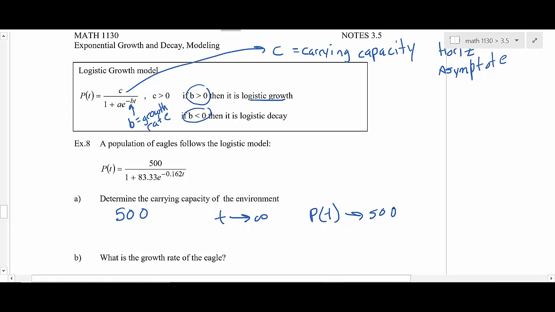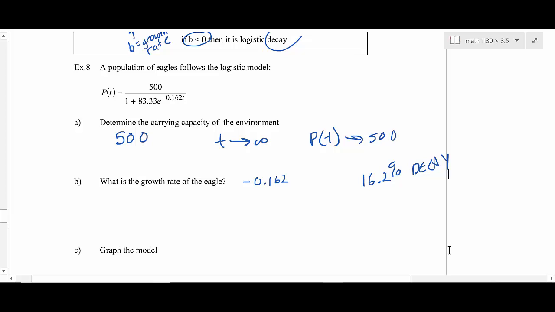Okay, all right, the growth rate in this particular problem, what's the growth rate? Yeah, negative 0.162. Okay, that's your growth rate. Okay, so usually you write that as a percentage like you've been doing. So if you moved that over, that would be about 16.2%. And then since it's negative, that would actually be like a decay because that is negative. Okay, so that's a growth rate. That's just kind of the standard part of that.